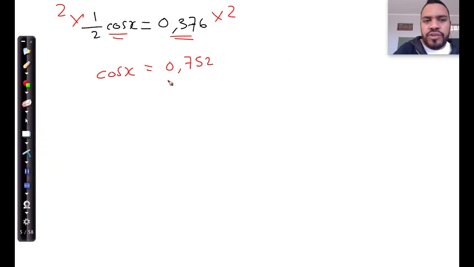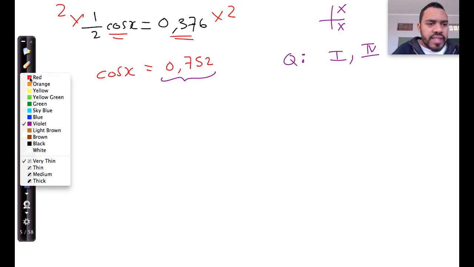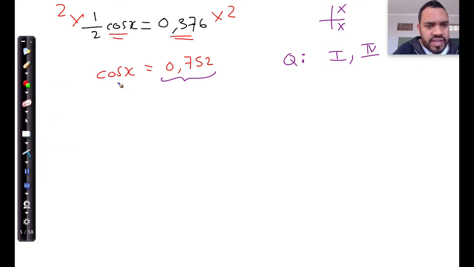In terms of the quadrants, I see now that this ratio cos of x happens to be positive. So I'm going to work with my quadrants being the first quadrant, because cos is positive in the first and the fourth quadrant, so it's the first and the fourth. And then I now need to find the reference angle. So I say that the given angle here is equal to cos inverse of 0.752 degrees.